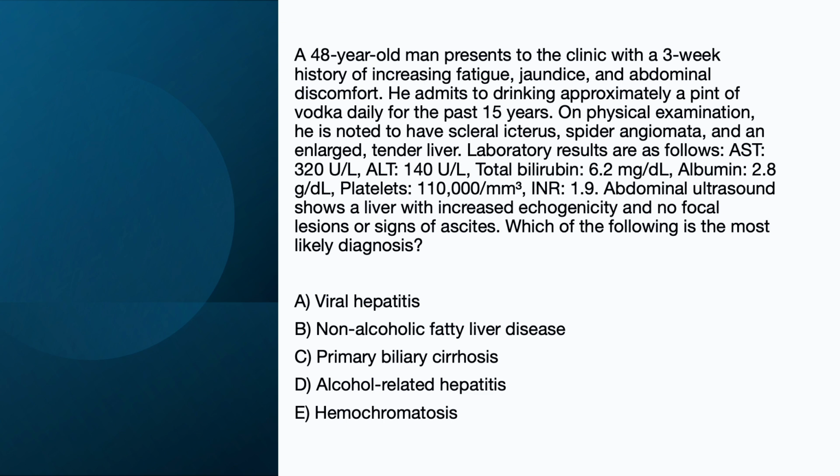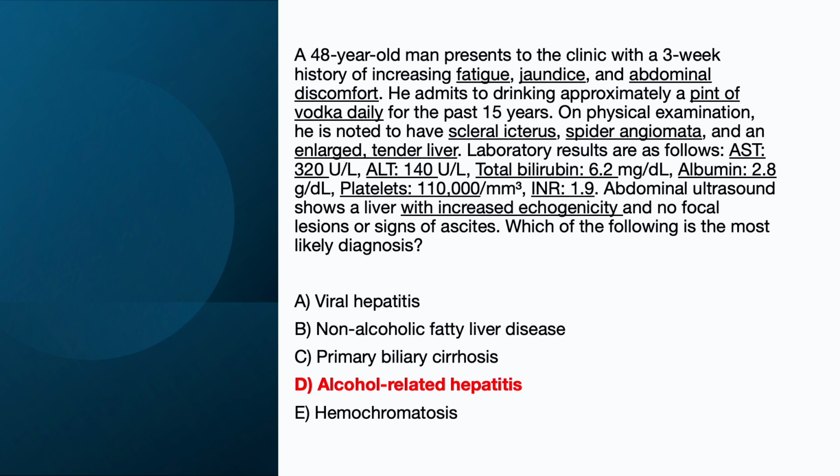Lab results show an AST of 320, ALT 140, total bilirubin 6.2, albumin 2.8, platelets 110,000, with an INR of 1.9. Abdominal ultrasound shows a liver with increased echogenicity and no focal lesions or signs of ascites. Which of the following is the most likely diagnosis? Viral hepatitis, non-alcoholic fatty liver disease, primary biliary cirrhosis, alcohol-related hepatitis, or hemochromatosis? The correct answer is D, alcohol-related hepatitis.